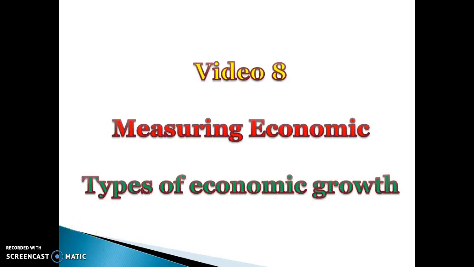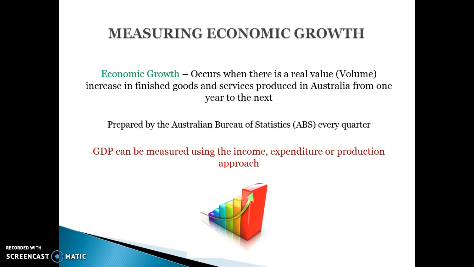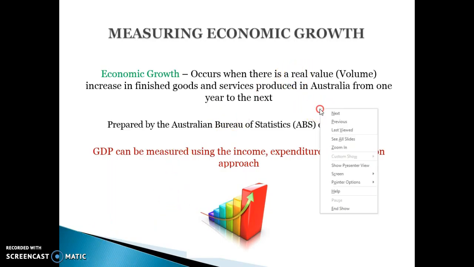In this video we're going to be looking at some of the different ways that we can measure economic growth. So we're not talking about the production, income and expenditure approach, we're just talking about different ways the ABS calculate economic growth and compare it to the previous period. Economic growth, we've talked about, occurs when there is an increase in the real value of finished goods and services produced in Australia from one year to the next.